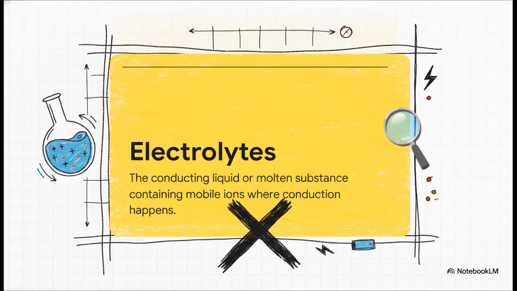What about option C, the electrolytes? Well, that's literally the environment, the building itself, where all this conduction happens. So we can cross this suspect right off our list too. It's the liquid or molten substance containing all those busy mobile ions. Saying the current enters the cell through the electrolyte is kind of like saying you enter a building through the building. It just doesn't make logical sense for what we're trying to answer.